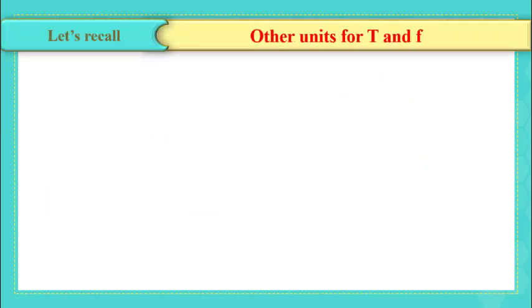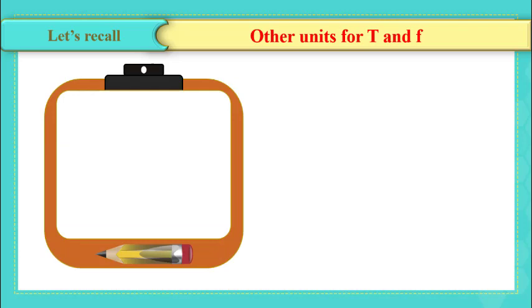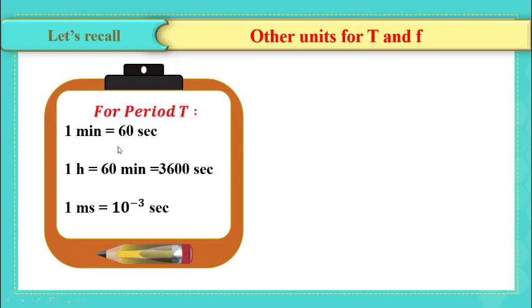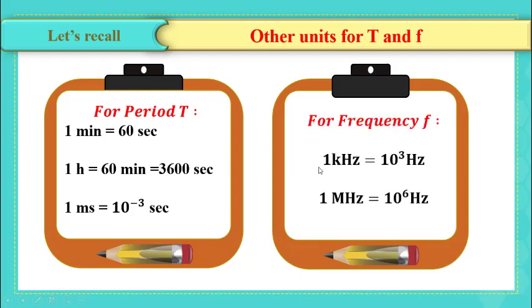Before we practice, let's recall together the most commonly used units for T and F. For T, each minute is equal to 60 seconds. Each hour is equal to 60 minutes, which is equal to 3,600 seconds. Each 1 millisecond is equal to 10 to the power minus 3 seconds. For F, each 1 kilohertz is equal to 10 to the power 3 hertz, and each 1 megahertz is equal to 10 to the power 6 hertz.